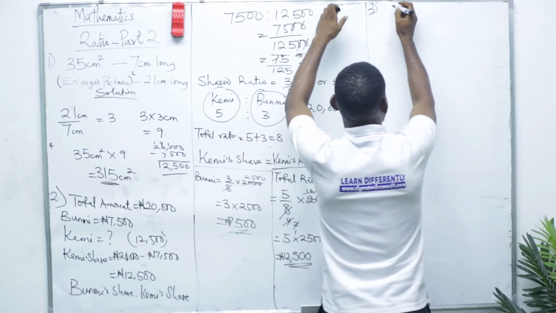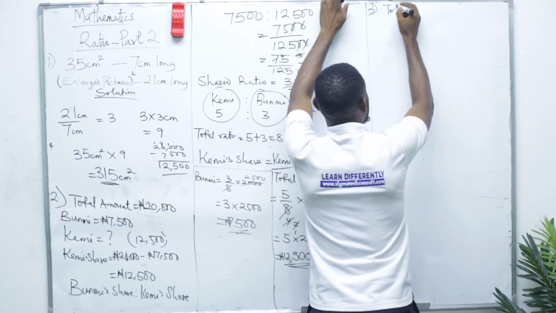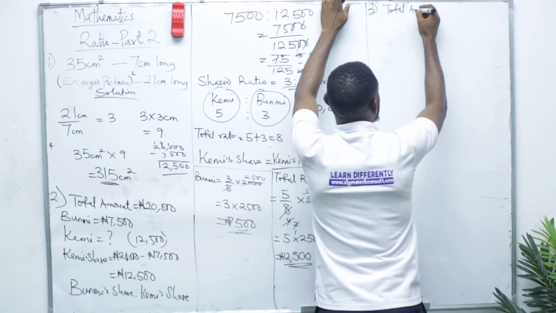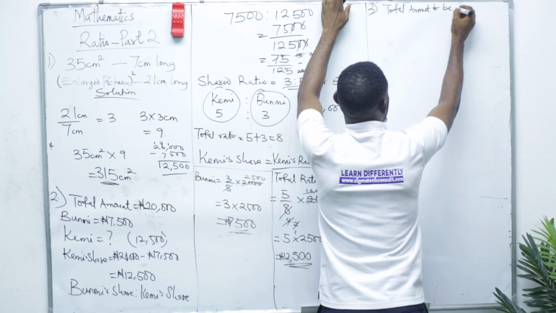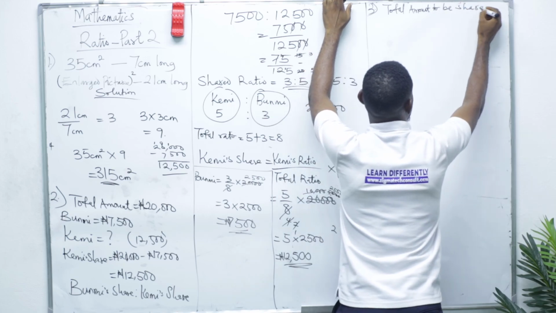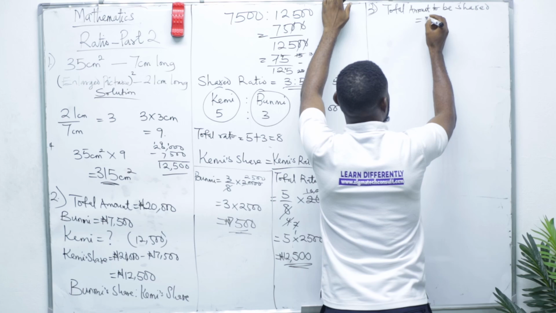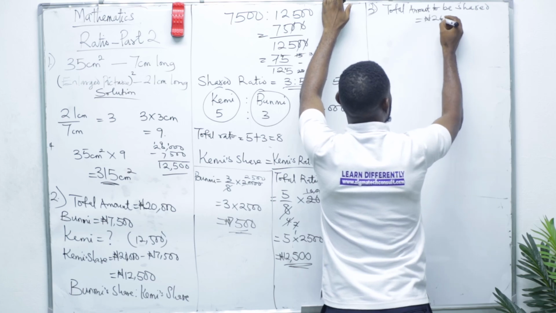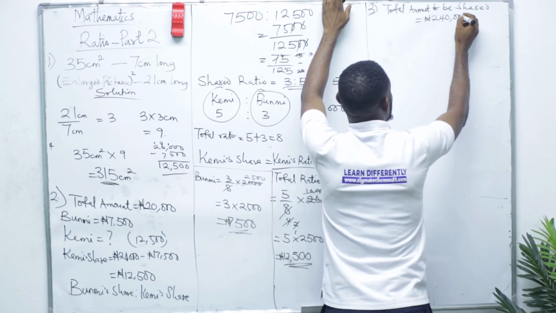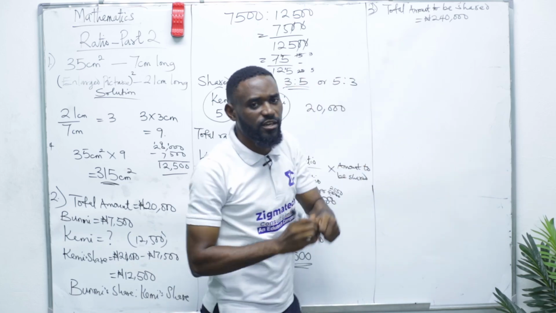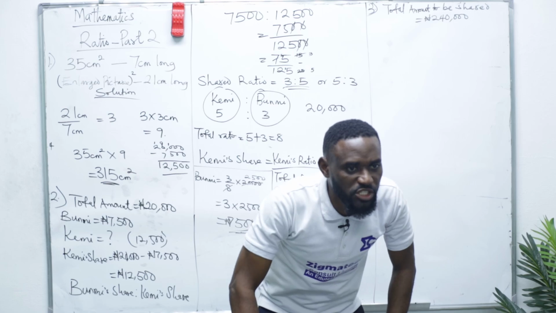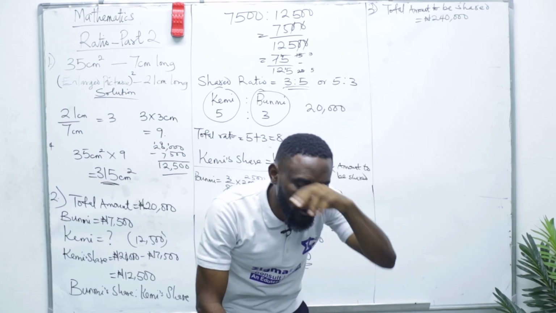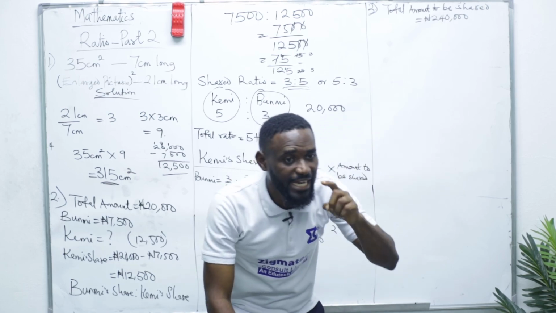Total amount to be shared is equal to, they say, 240,000. That is a huge sum of money. 240,000 naira is to be shared between 3 persons in the ratio.